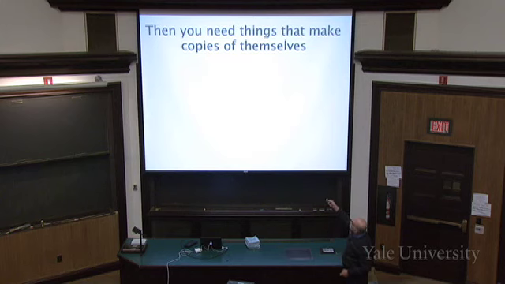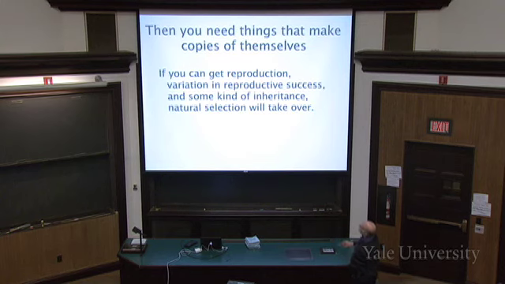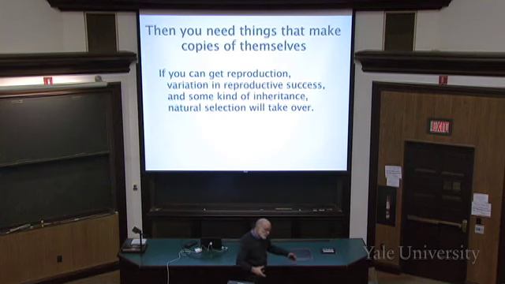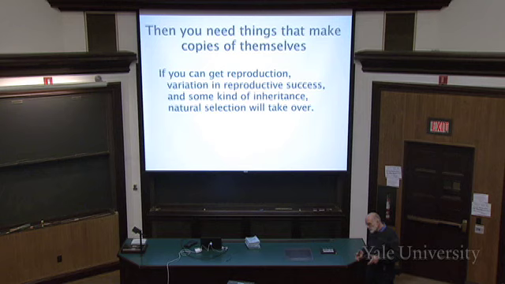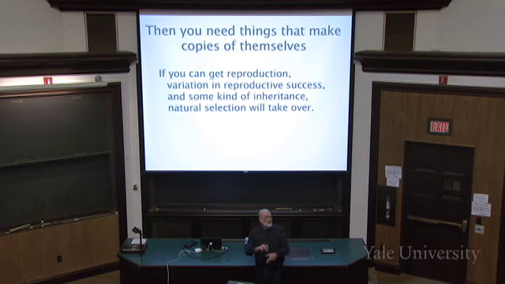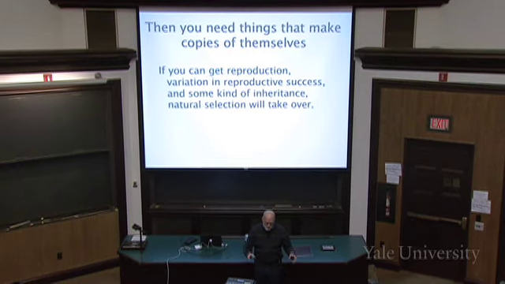And then after you get the building blocks and get them to work together, you need things that will make copies of themselves. So if you can get reproduction, variation and reproductive success, some kind of inheritance, then natural selection will take over. If you can get some kind of primitive genetic molecule, it can get honed into an RNA or a DNA structure. If you can get some kind of primitive cell with a very simple membrane, then natural selection can hone it into a selective filter where there are pores in the cell that let certain things in and out, and so forth.